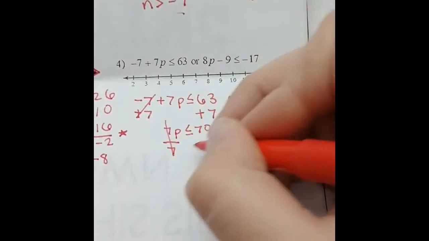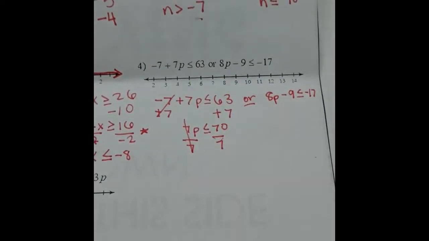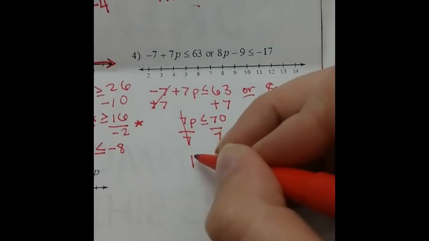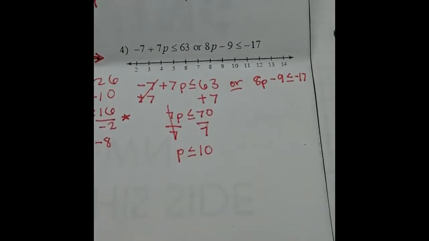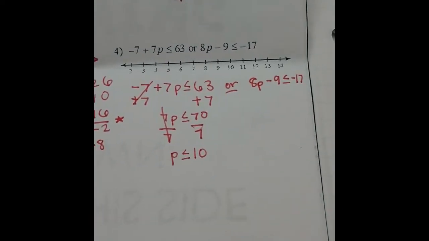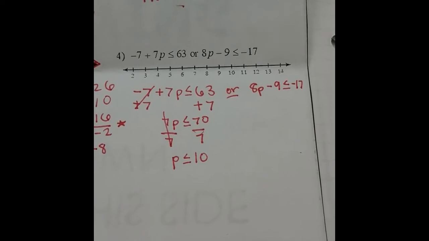Now we're going to divide by 7 to get p completely alone. Well, 70 divided by 7 is 10. So p is less than or equal to 10. Okay, so that's the first inequality.